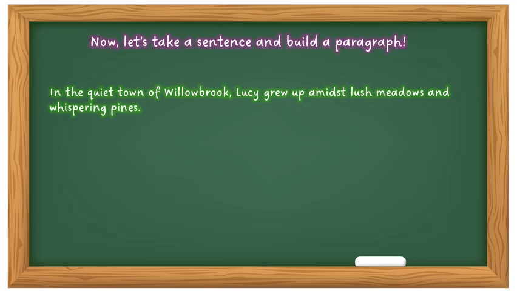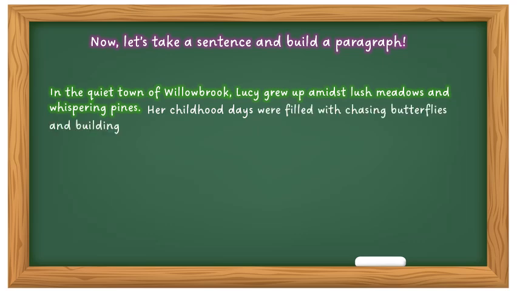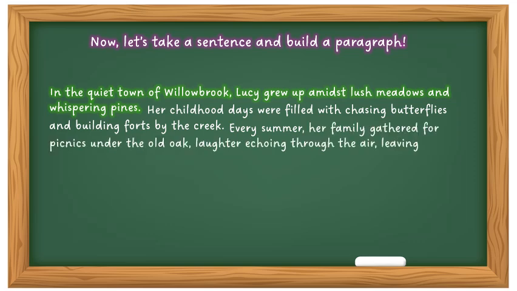In the quiet town of Willowbrook, Lucy grew up amidst the lush meadows and whispering pines. Now you can see there's the initial assessment highlighted in green here, and now we're going to create a paragraph by adding information to that first sentence because it's the topic sentence, and so we can expand on that first sentence. So her childhood days were filled with chasing butterflies and building forts by the creek. Every summer her family gathered for picnics under the old oak, laughter echoing throughout the air, leaving indelible memories.